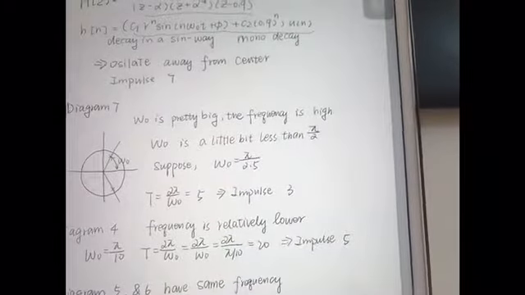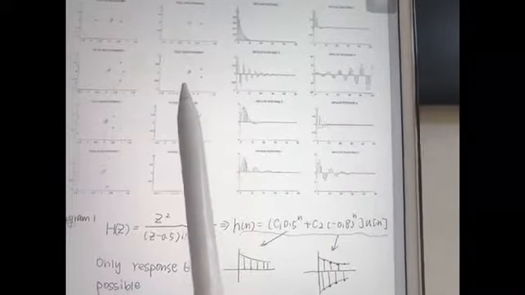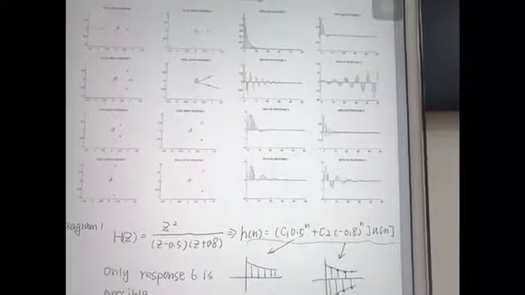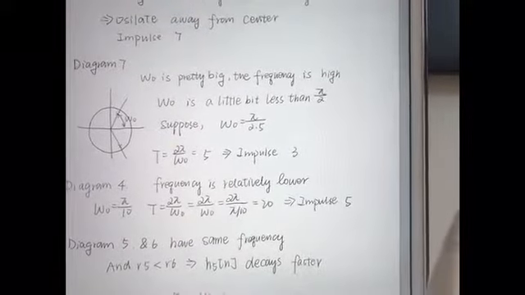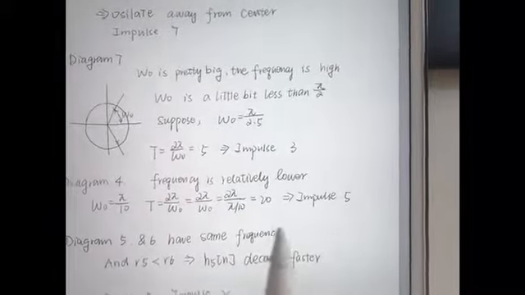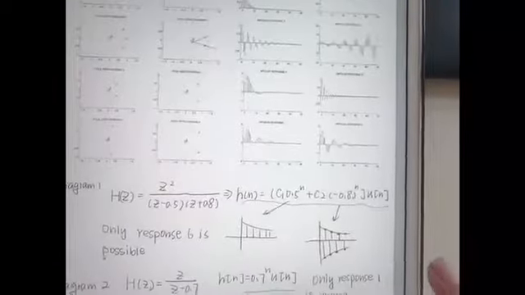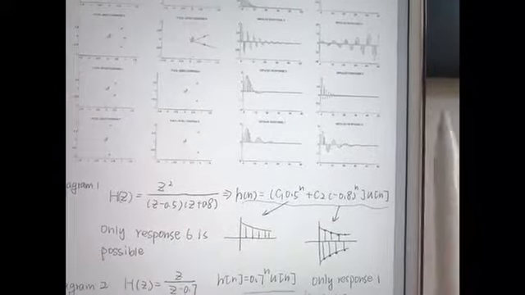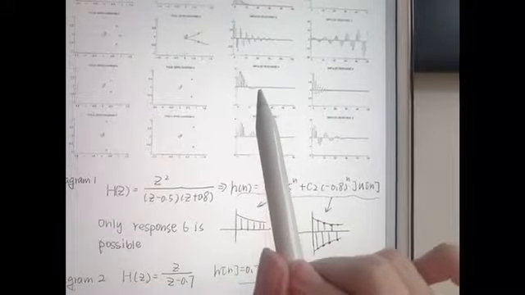And when it comes to diagram 4, we'll find that the frequency is relatively lower. We can imagine omega 0 equals pi divided by 10. So T will be 20, and from the figure we can find out that response 5 will be similar to this one.